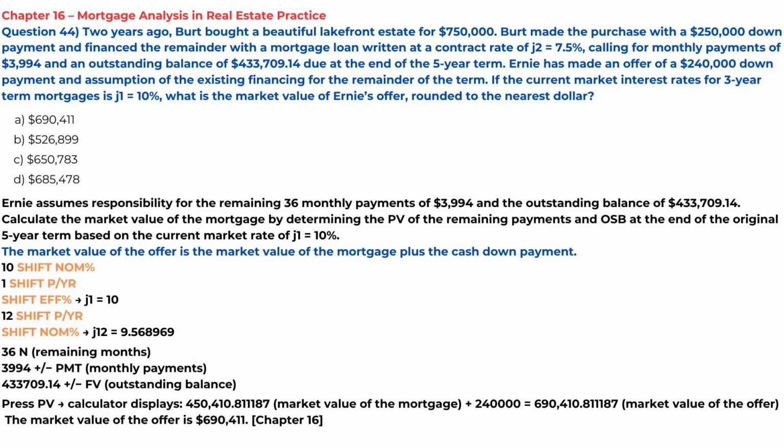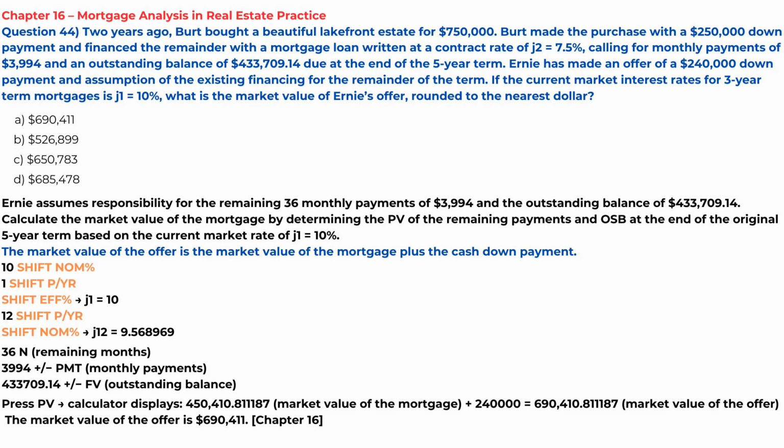Question 44. 2 years ago, Bert bought a beautiful lakefront estate for $750,000. Bert made the purchase with a $250,000 down payment and financed the remainder with a mortgage loan written at a contract rate of J2 equals 7.5%, calling for monthly payments of $3,994 and an outstanding balance of $433,794 due at the end of the 5-year term.